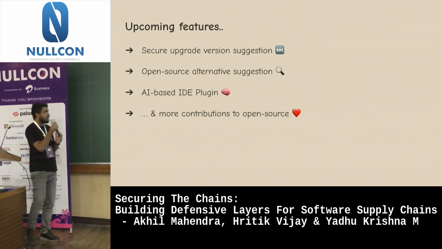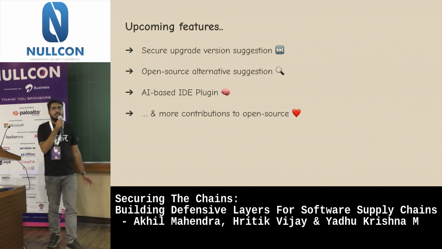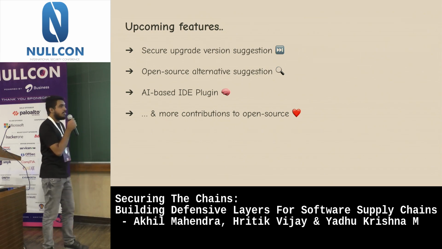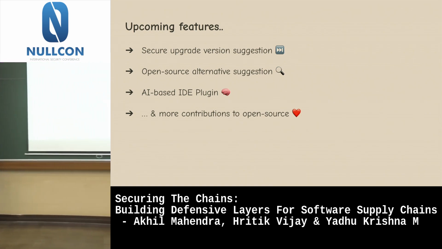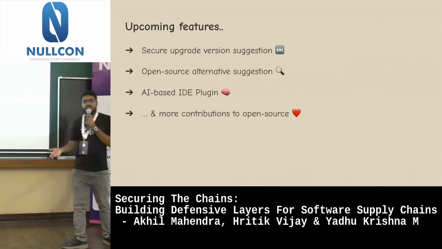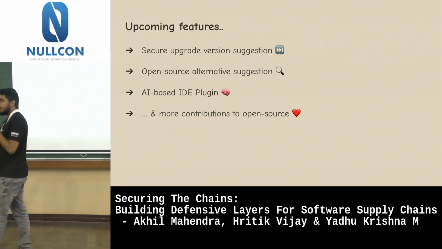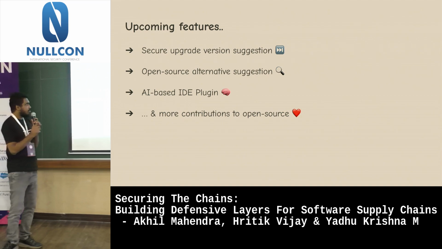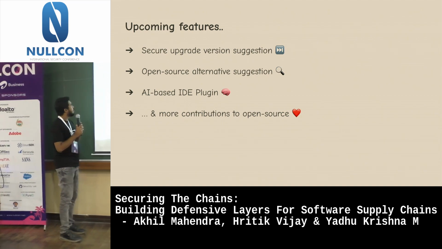Yes, so we are actually building more features, like providing the secure upgrade versions. Currently we are dumping the vulnerabilities on developers, like you need to fix this, but we are not telling them which vulnerability or which version they should be upgrading that package to. So that was also missing information. Now we are giving that data also.